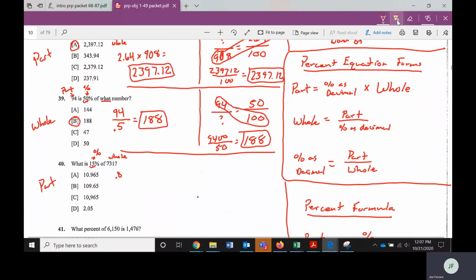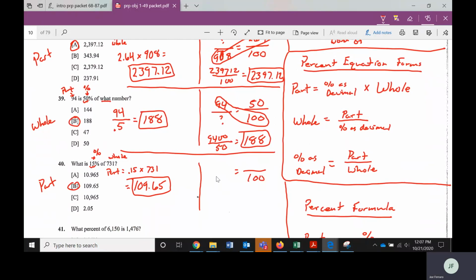Oh, sorry, let me erase that. So again, and if you want to write this out first over here, you can do that, but we're looking for the part. It's going to equal the percent as a decimal, so 0.15 times the whole, which is 731. So take your calculator, 0.15 times 731, and that's going to give you 109.65, which is right here.